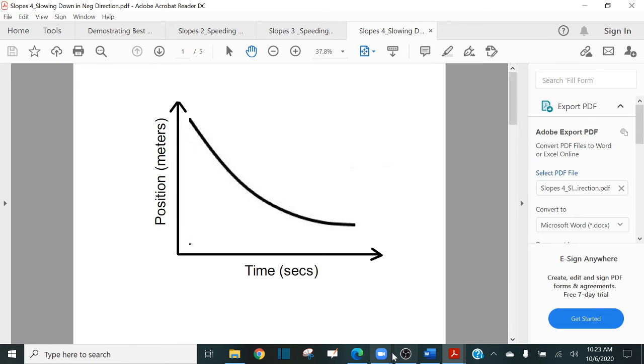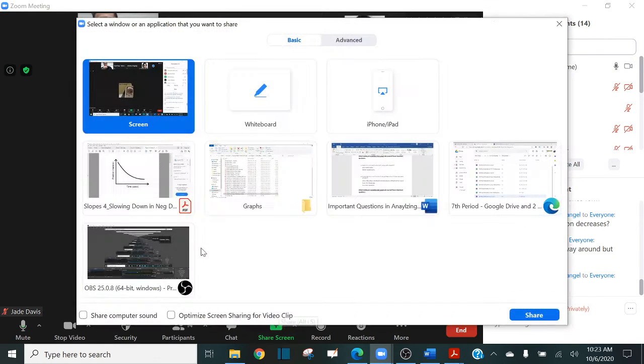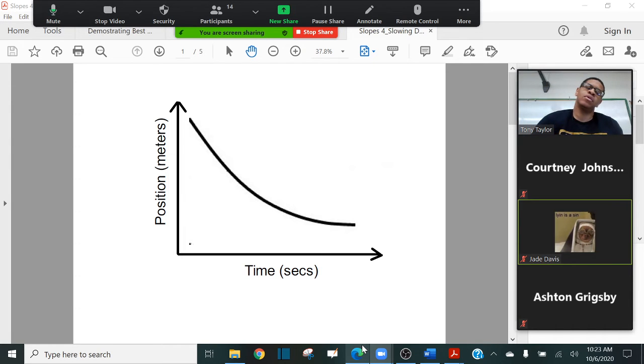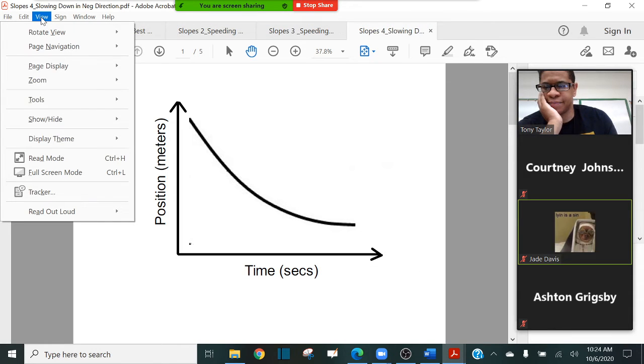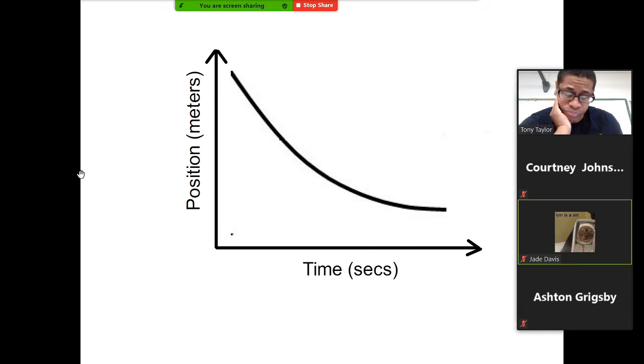So the question is, how does this look on a position versus time graph? The position versus time graph for this scenario we just watched looks something like this. Okay, this position versus time graph is depicting an object that is slowing down while moving in the negative direction. How do we know we're moving in the negative direction? Remember, as you read your graph from left to right, you can clearly see that the curve appears to be going downhill. So that's how you know it's moving in the negative direction.